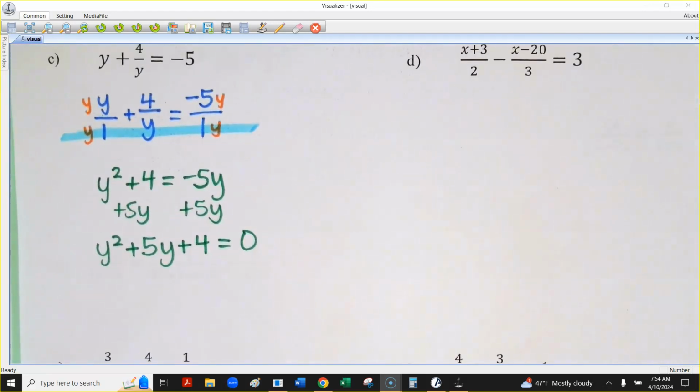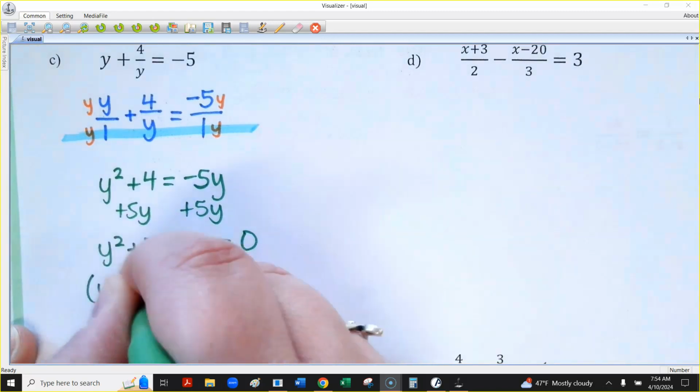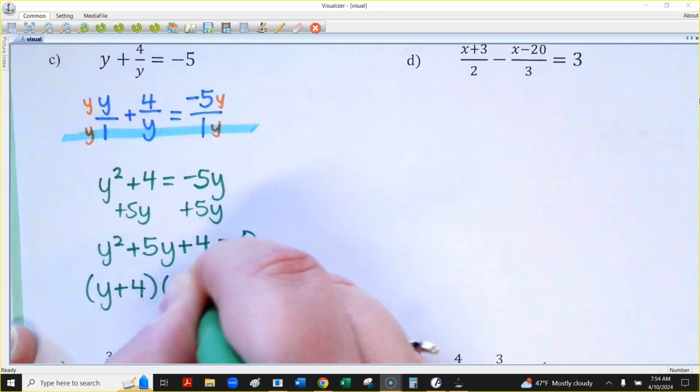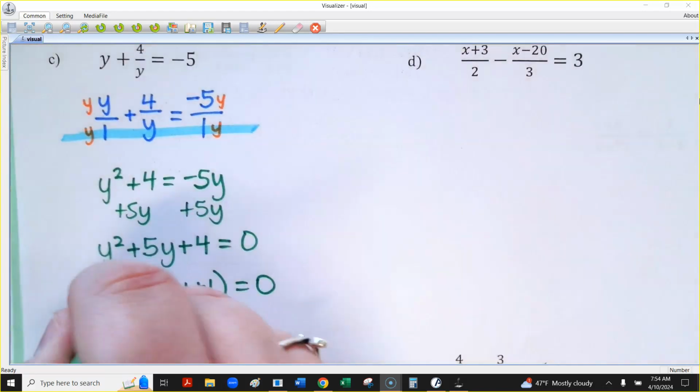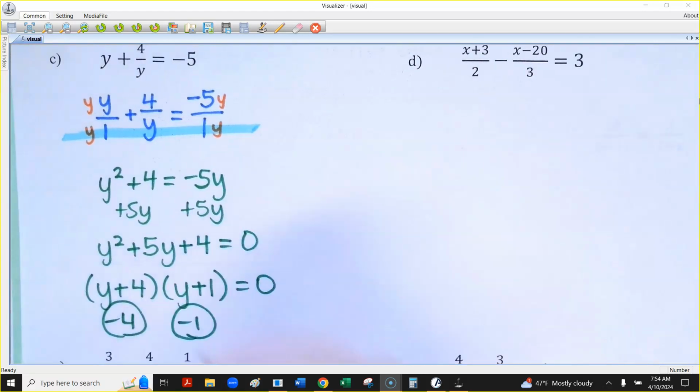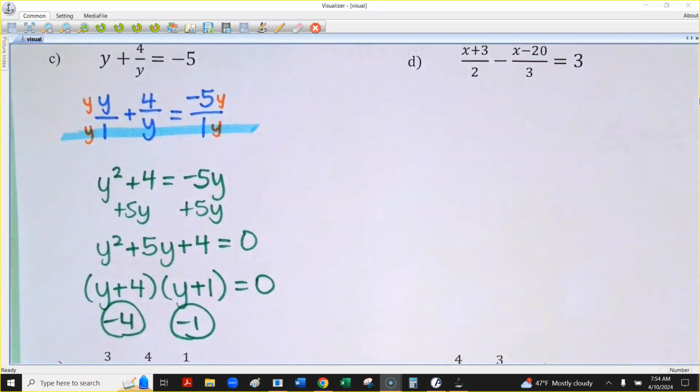Can anybody factor y squared plus 5y plus 4? Eli, what do you think? That's y plus 4, y plus 1. Okay, now, what are my actual answers then to the equation? Oh, yes, you're totally right. -4, -1. Now, if you look at the original problem, the only thing that we ever had in the denominator was just a plain y, so the only answer that wouldn't work here would be if we were to have gotten 0, which we didn't, so this question actually has two answers, the -4 and the -1.